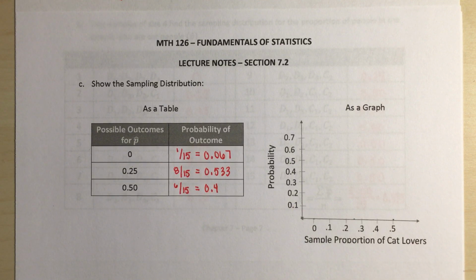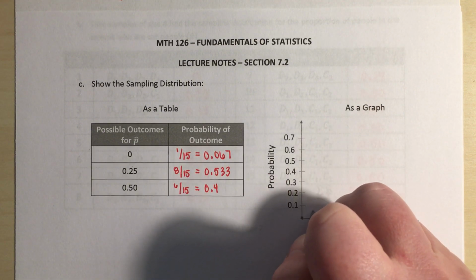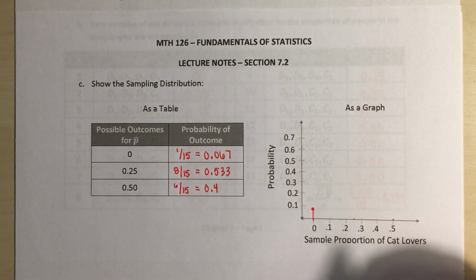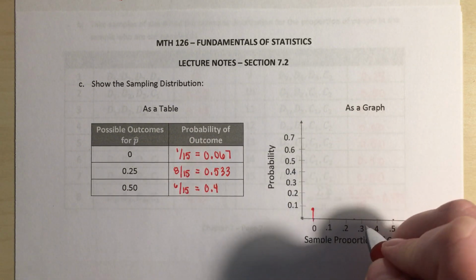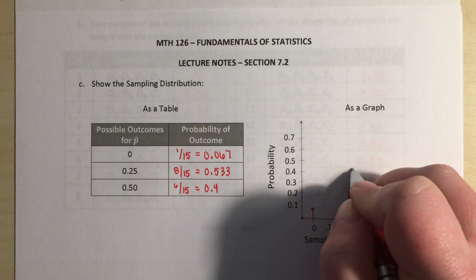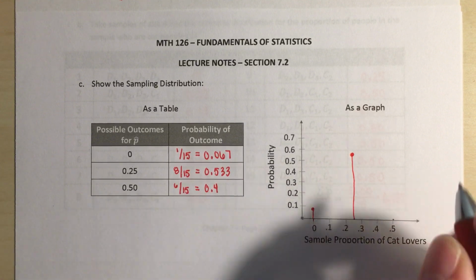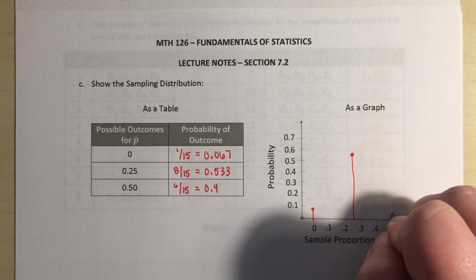So then we can graph each of these as a discrete probability distribution. For 0, we have 0.067, so just a short little piece here. For 0.25, we have 0.533. And for 0.50, we have 0.4.